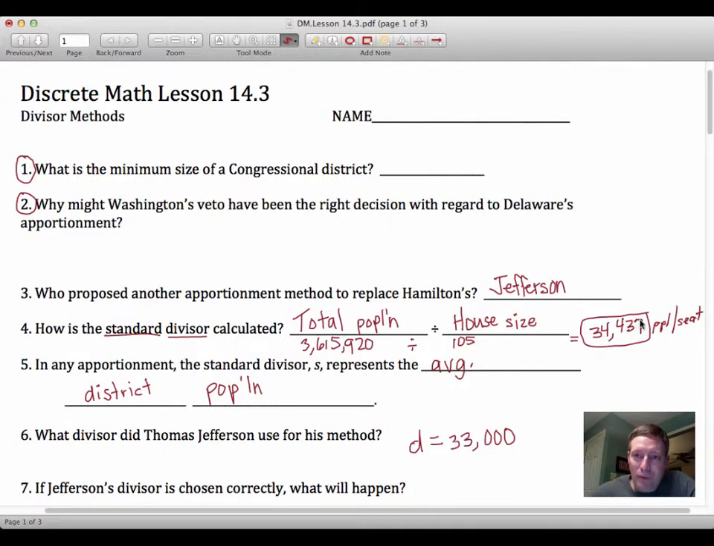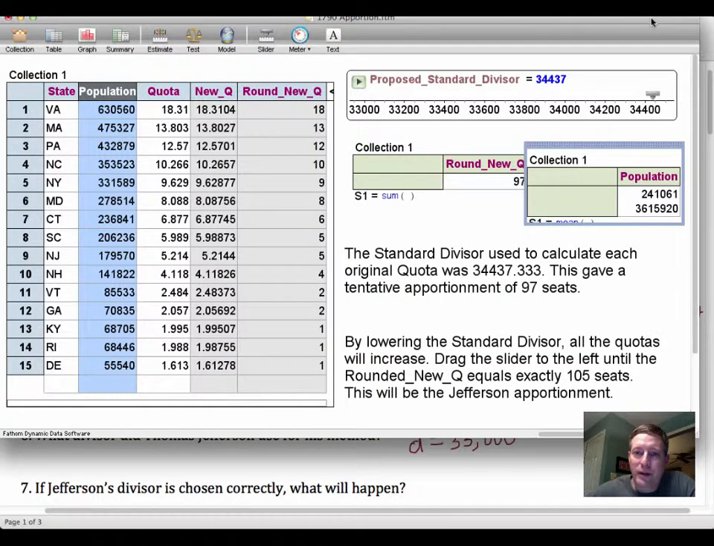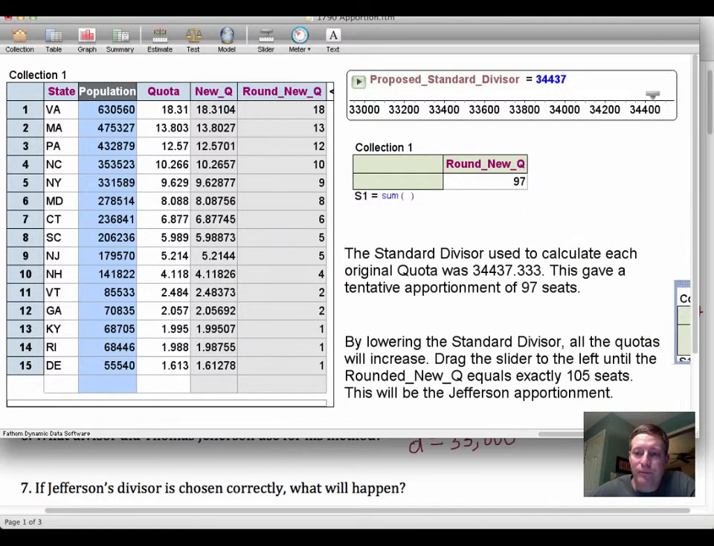The way we did it before, we divided by 34,437, and this is what happened. When we did that in the Hamilton method, I haven't shown you this program yet, but we did this on paper. Here's the 34,437 standard divisor up here in the top right corner. And I gave you a spreadsheet very similar to this. You had Virginia as the biggest state all the way down to Delaware. If you add up this column that's in blue here, you would get that 3,615,000 number.